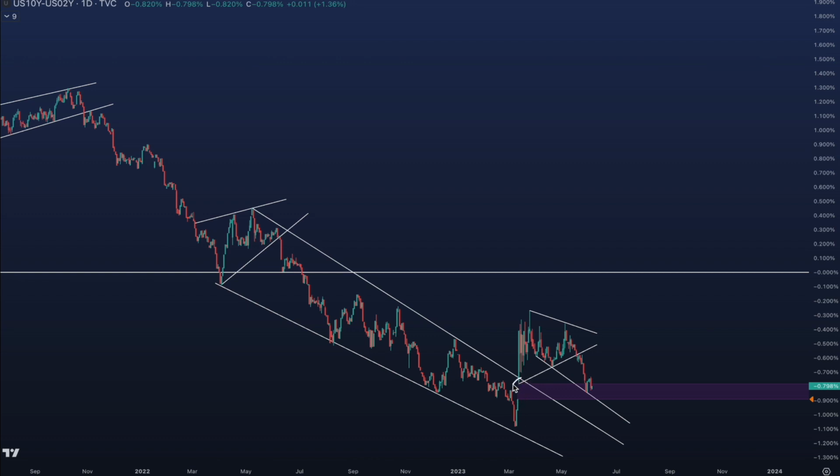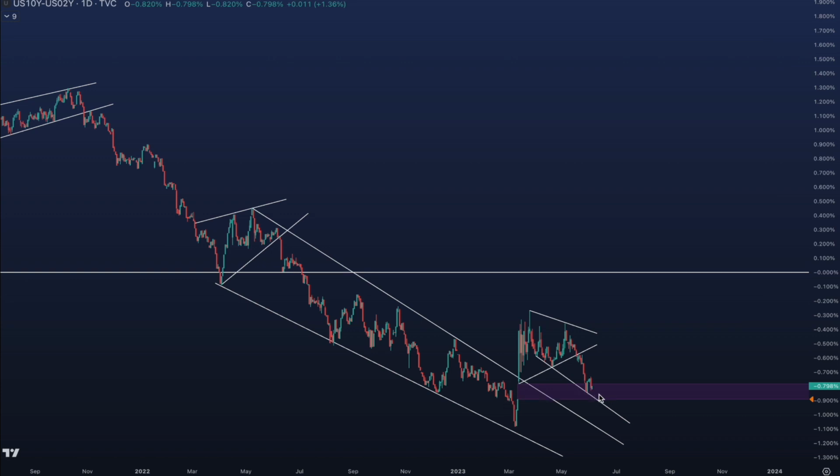Now what I noticed was that we left an open gap here. And I was tweeting about this. I made a video previously saying this thing is not going to uninvert until we have closed this open gap. Now we're almost there. We're almost finishing off this closure of this gap here.